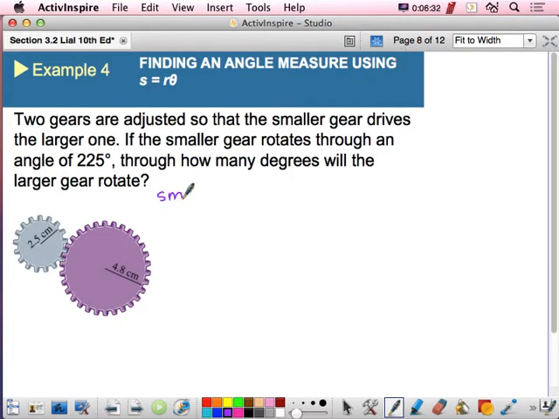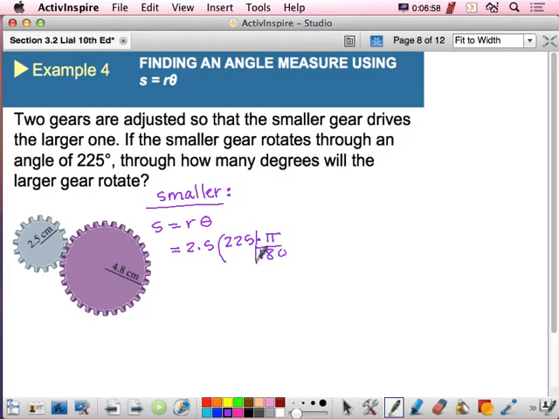Okay, so it gives me some information, and it tells me that the smaller gear has an arc length of r theta, where theta is 225. Well, I need to know what that is as a radian. Instead of doing 2 separate pieces, I'm just going to put r theta, and theta is 225 times pi over 180.